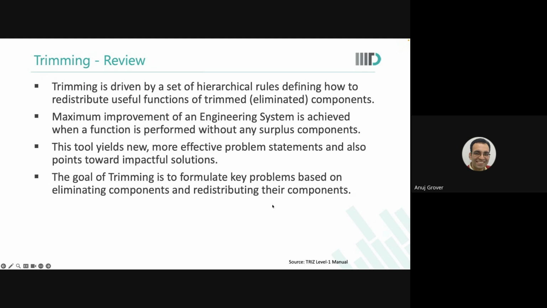As we were just discussing, maximum value is achieved because you're removing extra components while maintaining the functionality. So surplus components are getting removed. New problem statements that point towards new impactful solutions. Again, trimming, I said, is a problem identification tool, not a solution finding tool. It only gives you new problem statements which can point towards impactful, more elegant solutions.